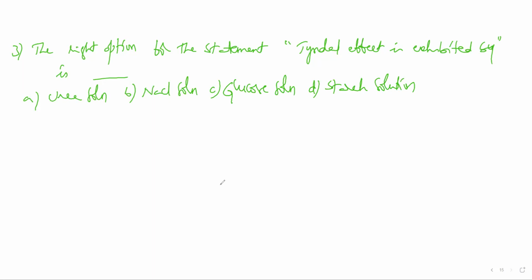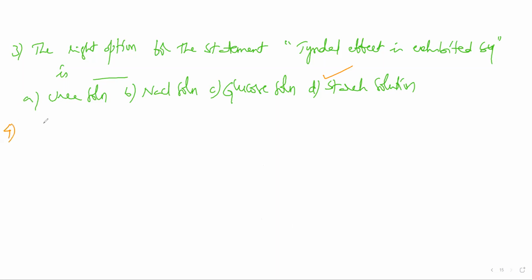Starch solution. Starch solution, because starch is a colloidal solution. So only colloidal solutions will exhibit a Tyndall effect, isn't it? Remaining are urea solution, NaCl solution, glucose solution. What are they? Sir, option D, homogeneous. Homogeneous. That means true solutions. Did you understand?